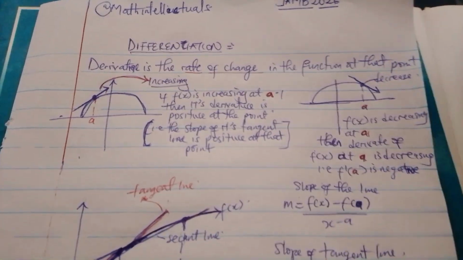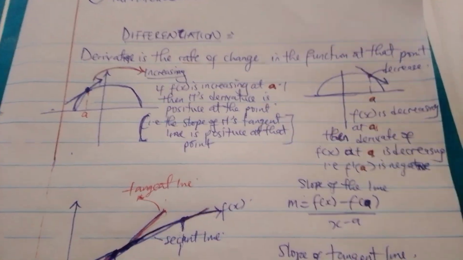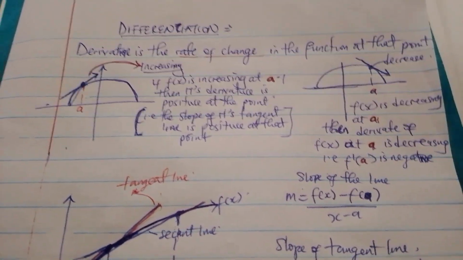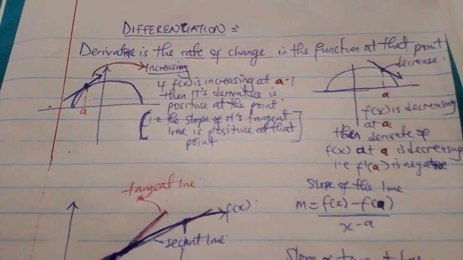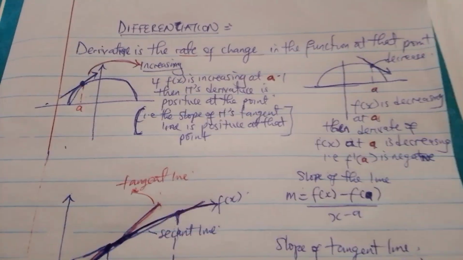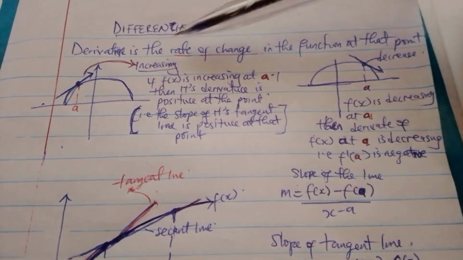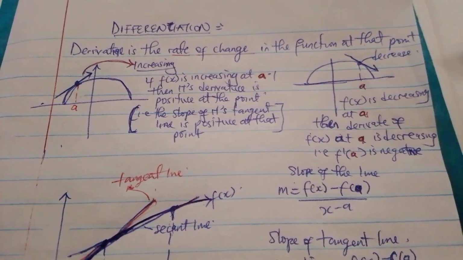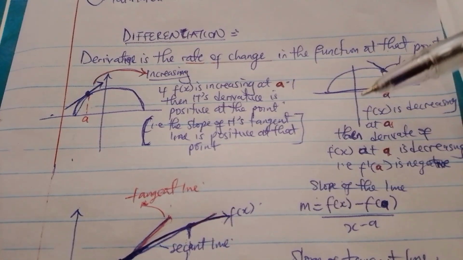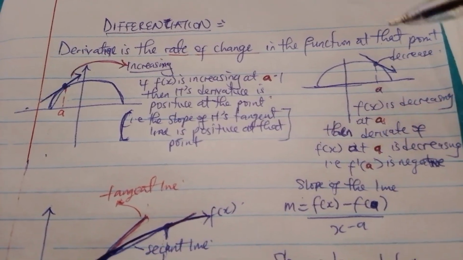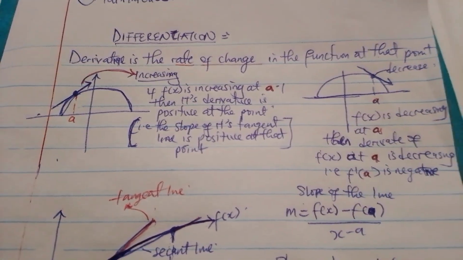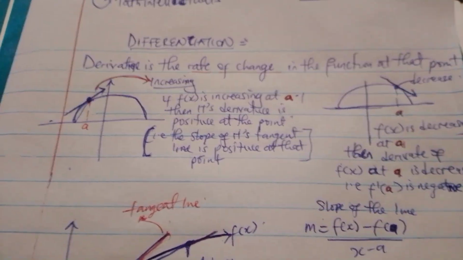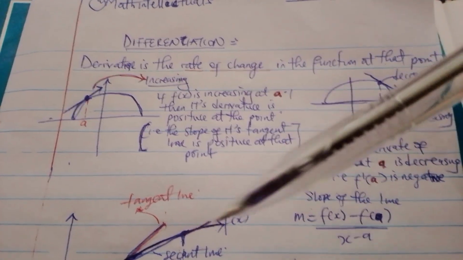Now, let's look at this. You have differentiation, which is the topic we are treating today. What is a derivative? Let's start with the foundation of differentiation. The derivative is the rate of change of the function at that point. That is, you must have a function, and the rate of change of that function at a certain point is what we call the derivative.